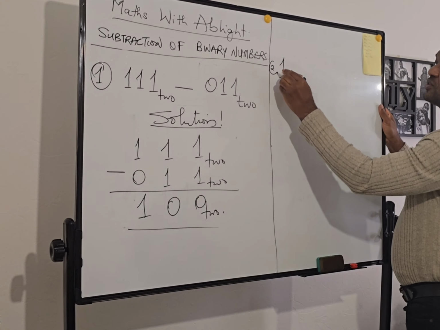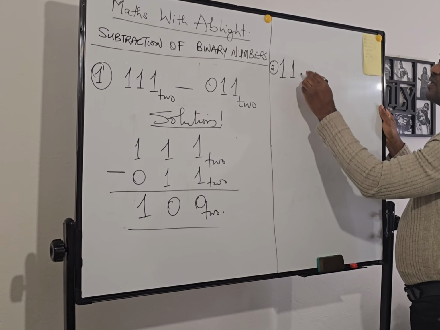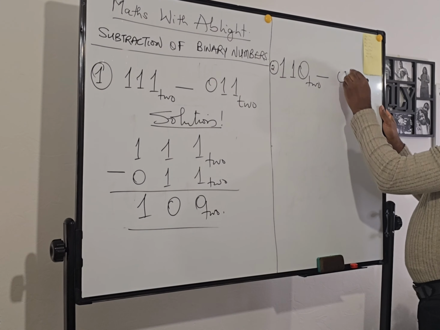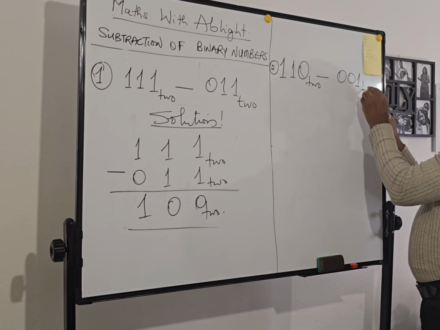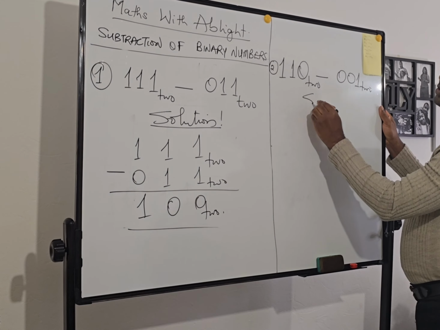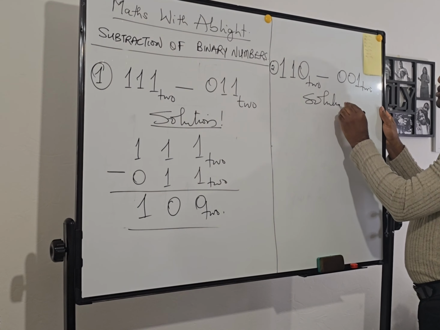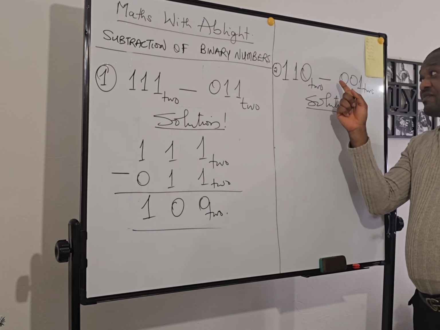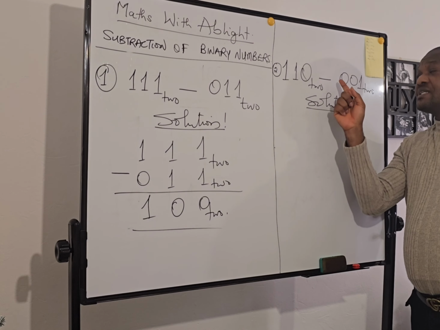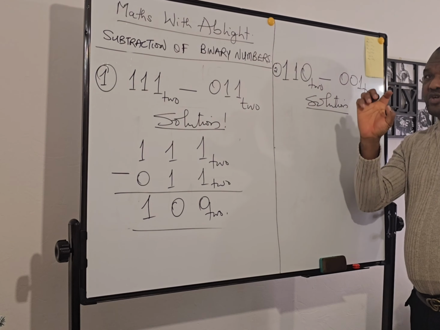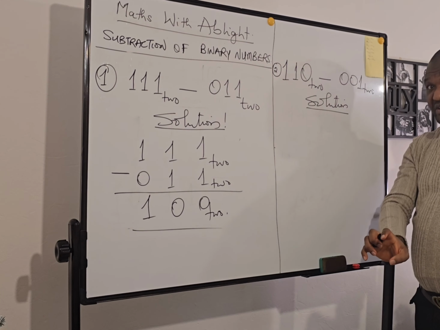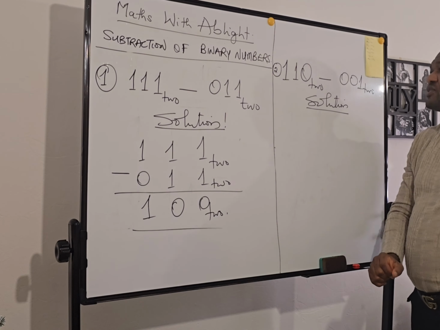I'll take this as question 2. 1, 1, 0 in base 2 minus 0, 0, 1 in base 2. Solution here shown. Do not forget, in mathematics, this minus is minus. In English, you call it minus, but we're speaking mathematics to make it very interesting, very fun for us.